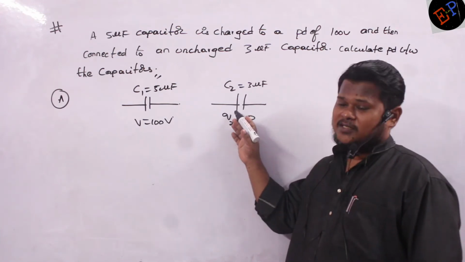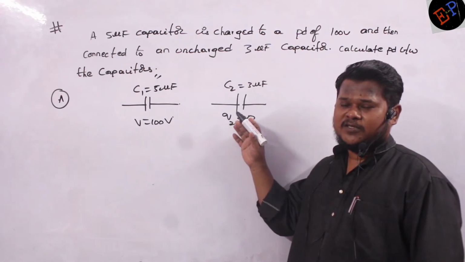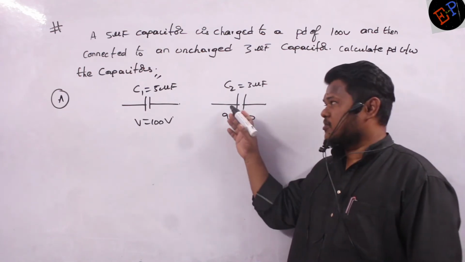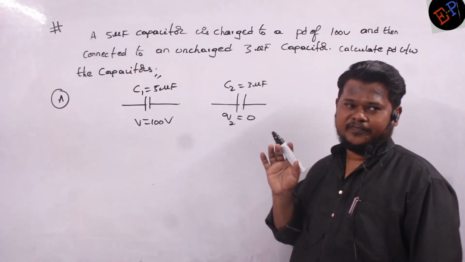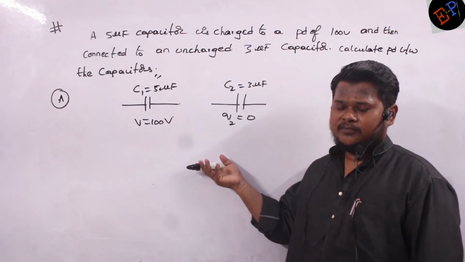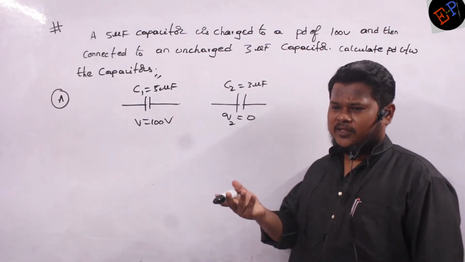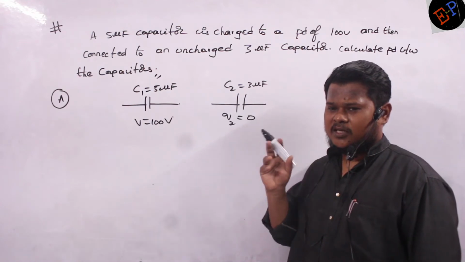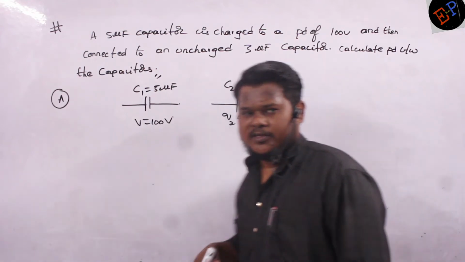There are no charges. So there is no charge on the first, there is no potential on the first plate, there is no potential on the second plate. This is not positive, both are neutral plates, because charges are not present, no? Now how can you connect them? You can connect them as you like, because the second one is an uncharged capacitor. Are you able to understand?